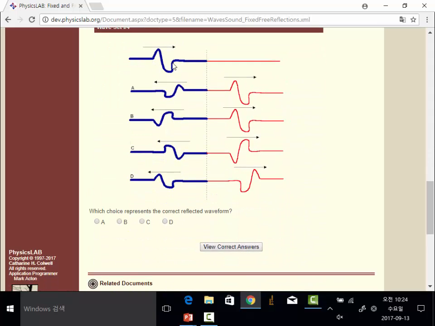So the last one. So from the dense to the thinner string. So this is going to act as a free end. Then it will be the same polarity and the same shape. So which one? A. Okay, if you agree, click A. Okay, view the correct answer.